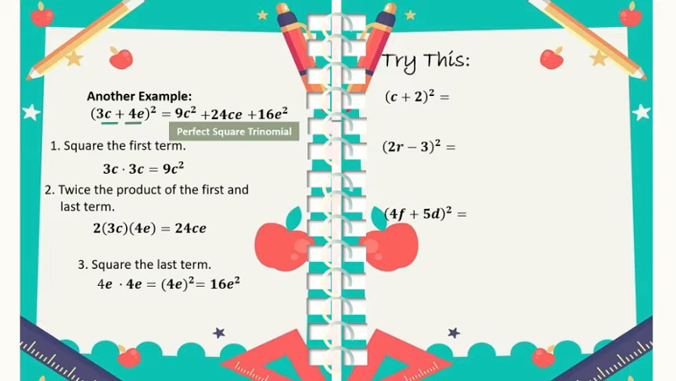So what is the answer for c plus 2 squared? We have c squared plus 4c plus 4. Very good. Next, for 2r minus 3 squared is equal to 4r squared minus 12r plus 9. Very good. For the given 4f plus 5d squared, what is the answer? Very good. It is 16f squared plus 40fd plus 25d squared.